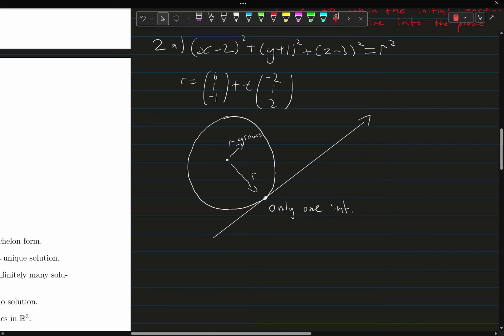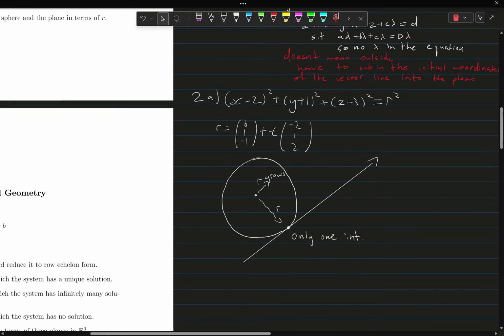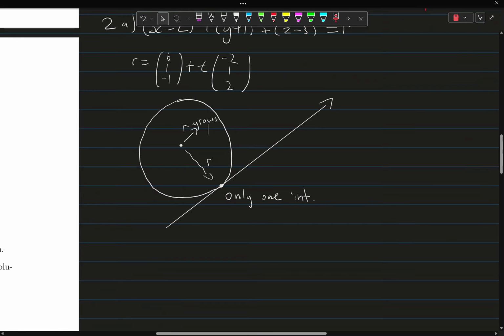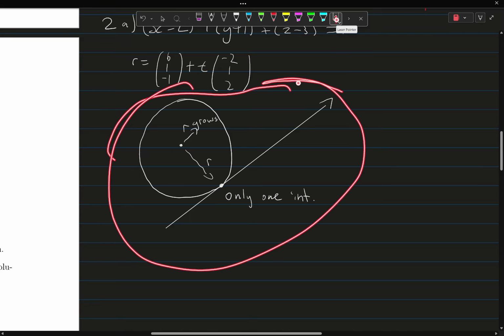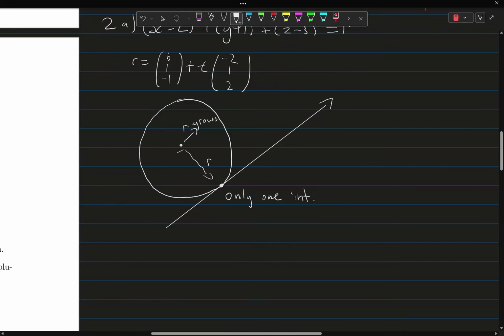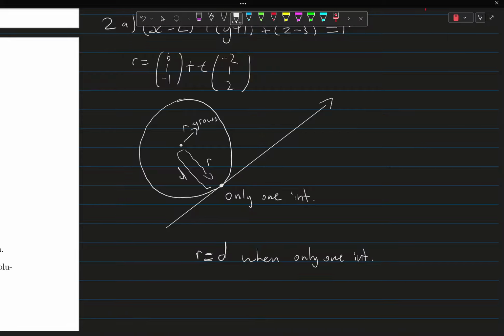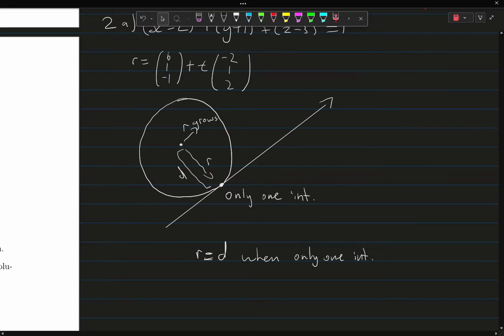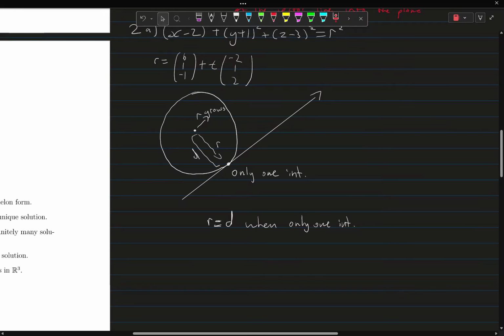So we want the distance from that point to the line. Yeah, that will give us r. When we're in this sort of situation, it's actually much easier because we can just work on finding the distance from the sphere to the line. So let's call that d, and r will be equal to d when it only touches once. So what we're really just trying to find is the distance of a point from a line.